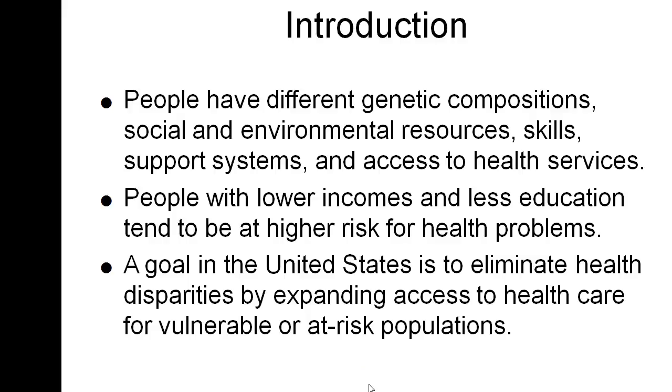So people have different genetic compositions, right? So that puts us at risk depending on our environment, social environmental resources, different skills, support systems, and access to health service. So people with lower incomes and less education tend to be at higher risk for health problems because of lack of resources, lack of skills, support systems, and access. And then depending on your genetic composition, you get at higher risk.